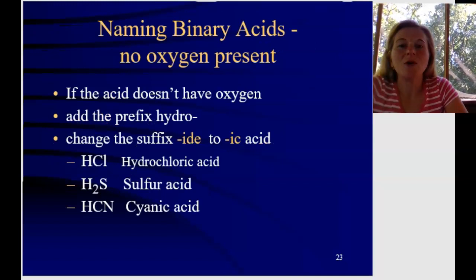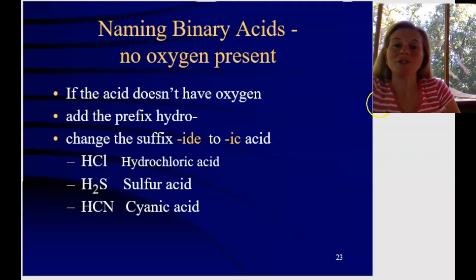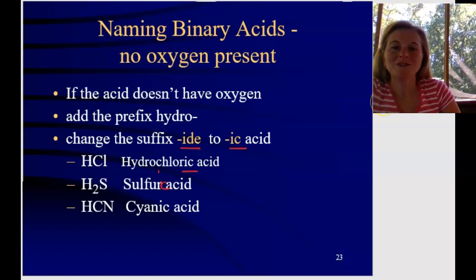And then binary acids, where we have no oxygen present, are much easier, and ones that you're pretty used to. We're going to change the suffix "ide" to "ic." So here we have hydrochloric acid, sulfuric acid, and cyanic acid. CN is cyanide.